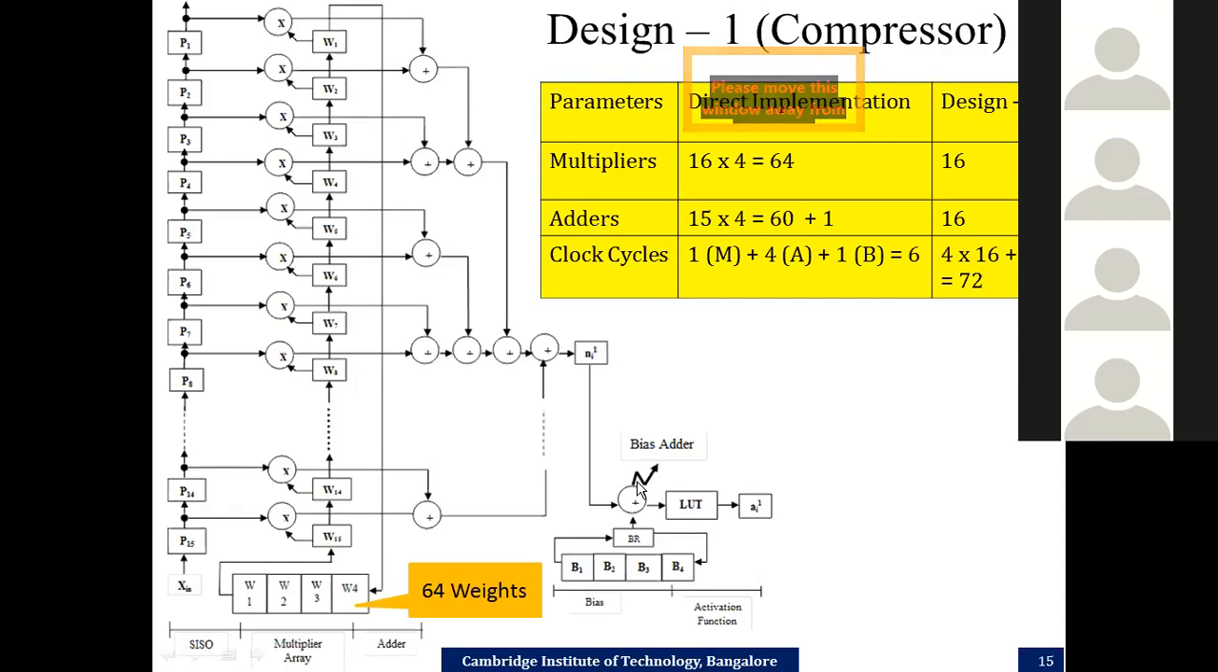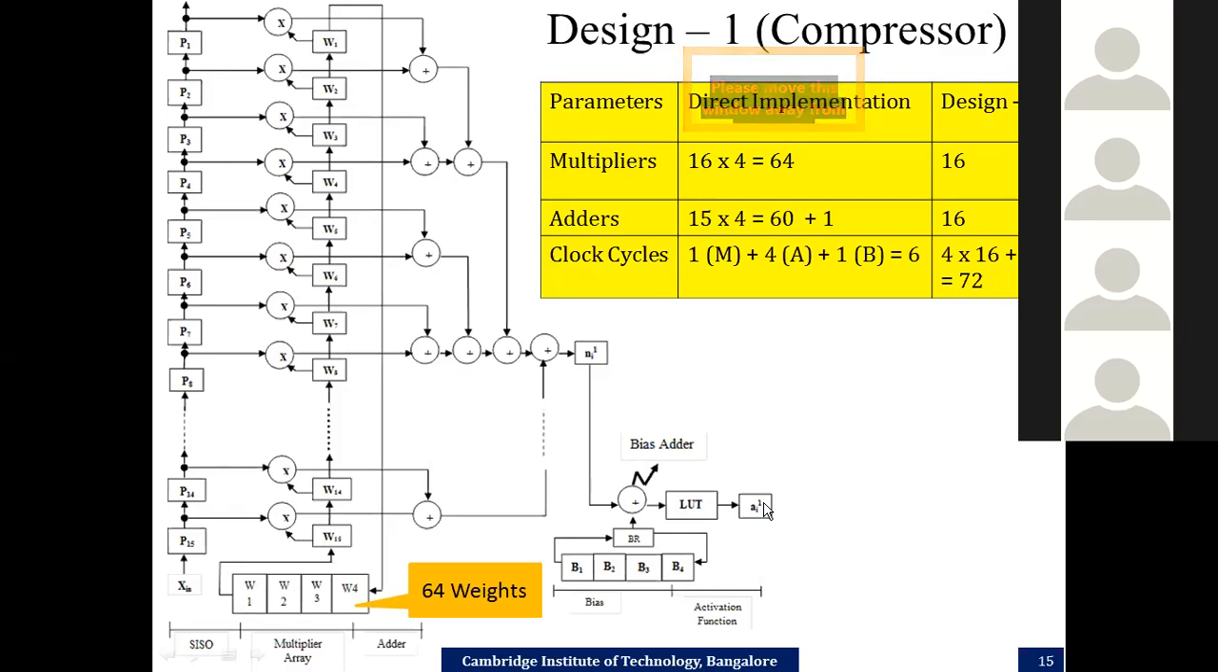Then you also add it with a bias B1. Again, you have 4 registers to store the bias element. So when you load the first 16 weights, the corresponding bias B1 will be loaded into the bias register, and you perform the addition, give it to an LUT and take it out. Similarly, when you want to do the computation for the second neuron, load the weights from the second array, again 16 elements, again perform multiplication, addition, accumulate it, then take it out.